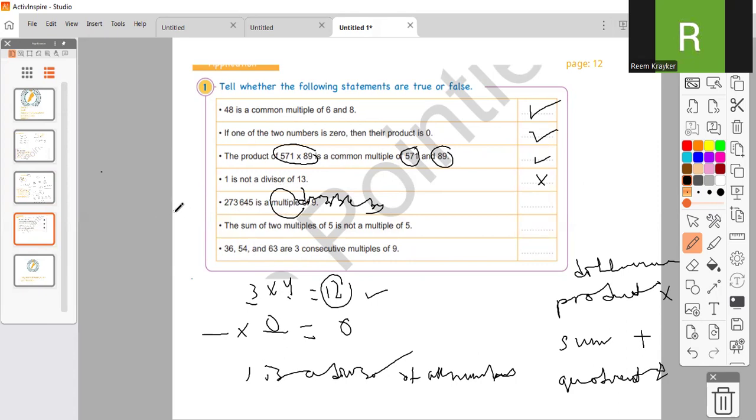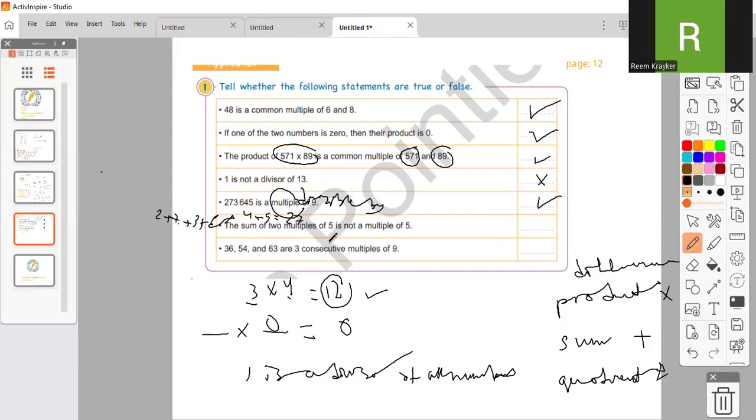We have to find the sum. So we say 2 plus 7 plus 3 plus 6 plus 4 plus 5. When we add them, we will get the answer, which is 27. The sum, as I said, meaning plus, is 27. Can we find 27 in the multiplication table of 9? Yes, so this number is divisible by 9.